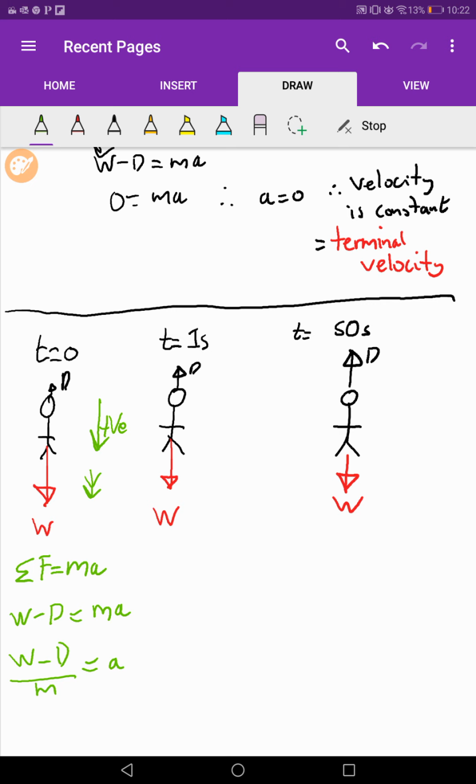But what do we notice? The key point here is his velocity is increasing.